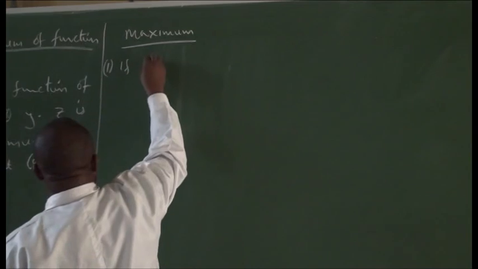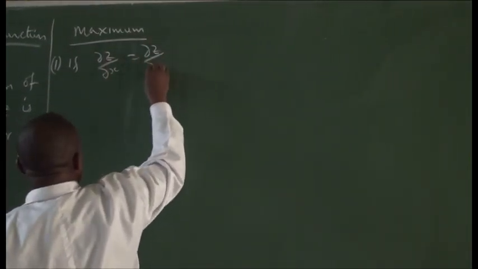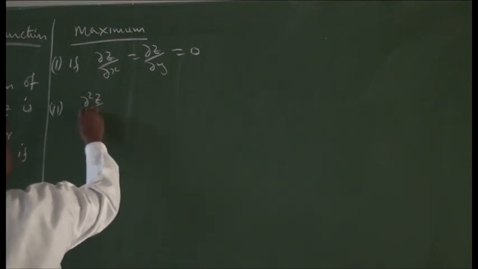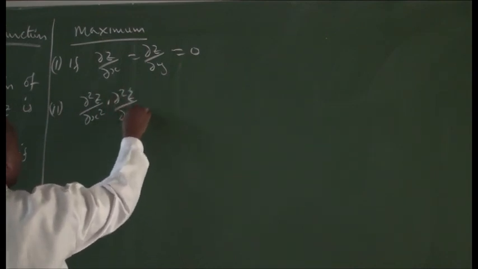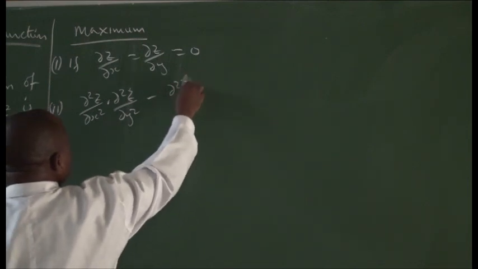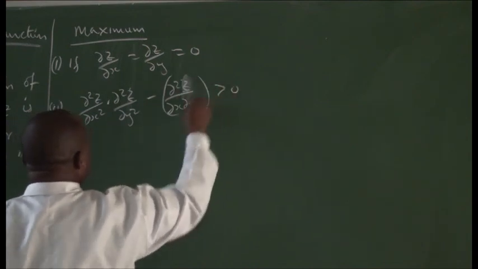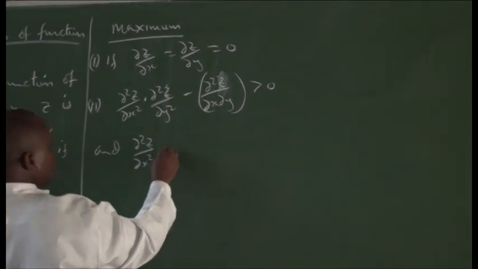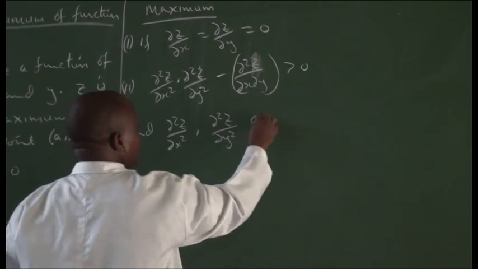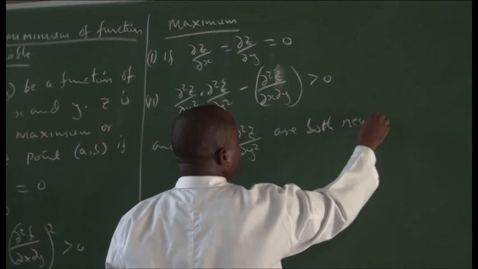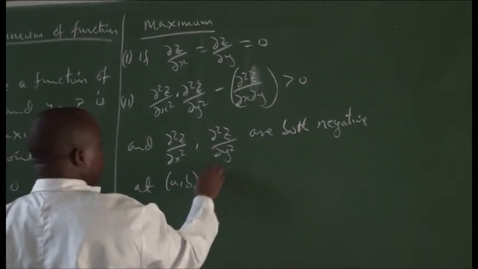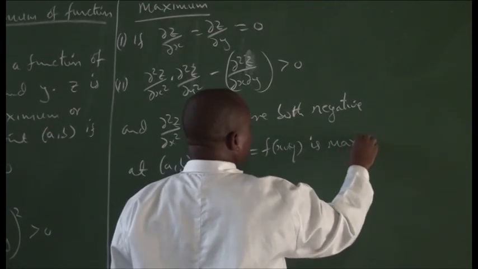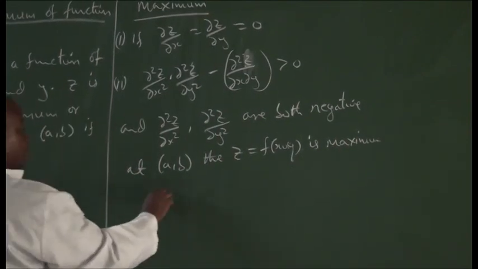For maximum: one, if partial z partial x equals partial z partial y, which is equal to 0; number 2, partial squared z partial x squared times partial squared z partial y squared minus (partial squared z partial x partial y) squared is greater than 0; and partial squared z partial x squared and partial squared z partial y squared are both negative at (a, b), then z equals f of x y is maximum. It's maximum.